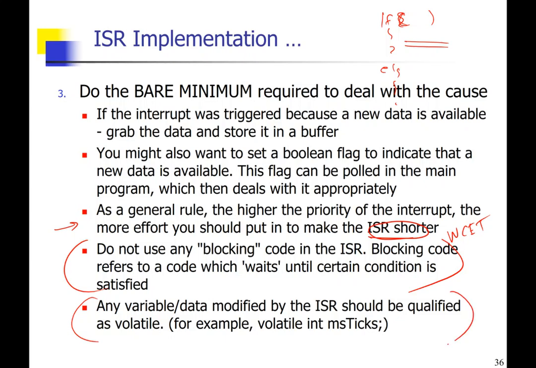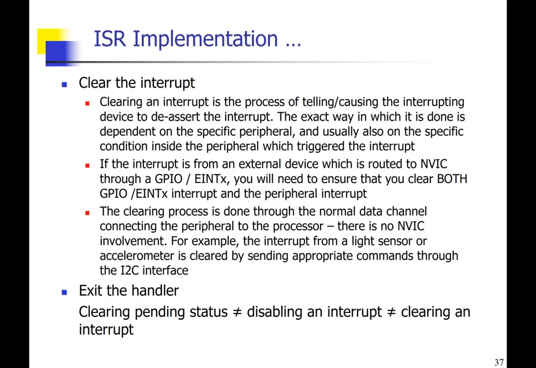And any variable modified inside the service routine should be declared as volatile, so that the compiler knows that it is not supposed to optimize away the variable or make any assumption regarding the value of the variable. Okay, so whenever you have a variable being read, it is really read from the memory location. And when you are writing a variable, write to the real memory location rather than making assumptions about it.